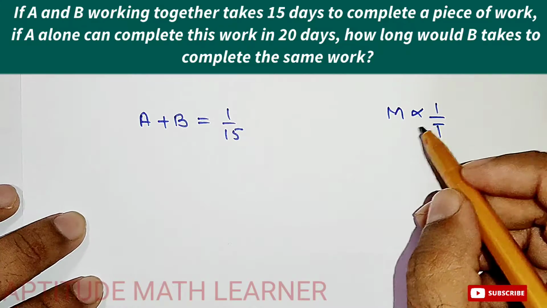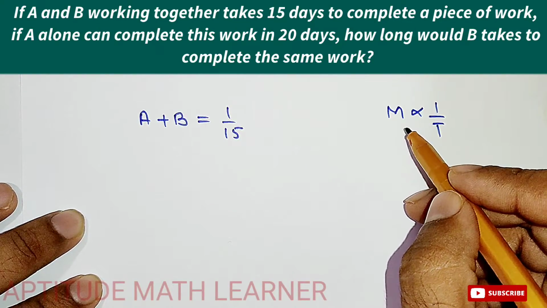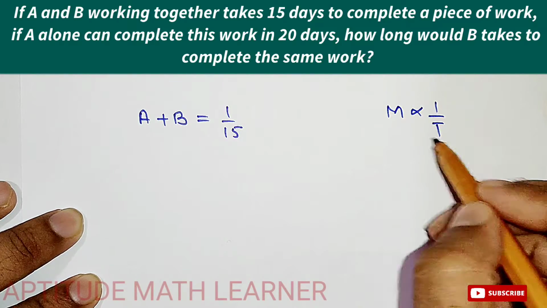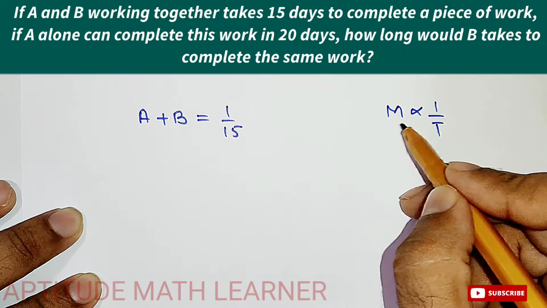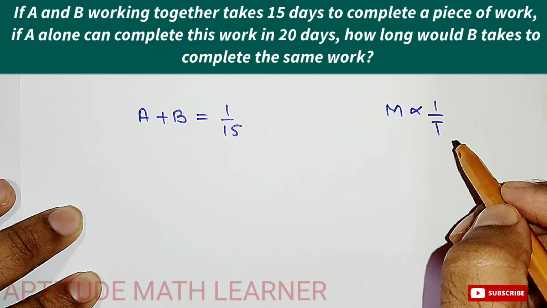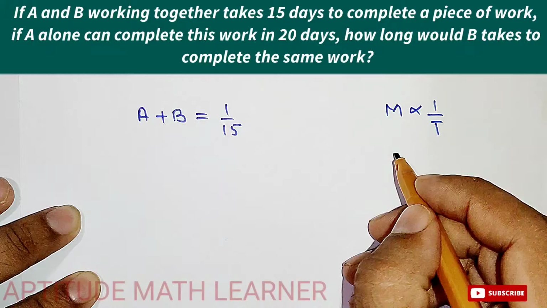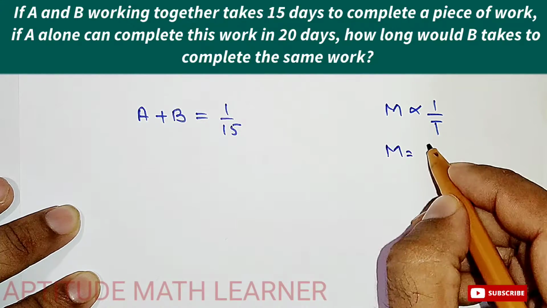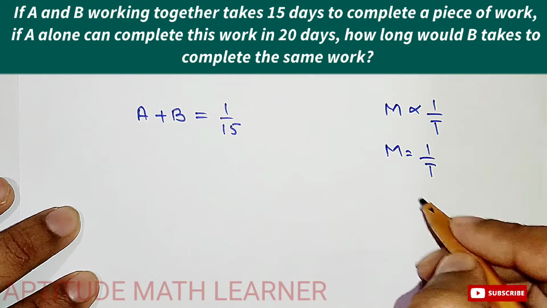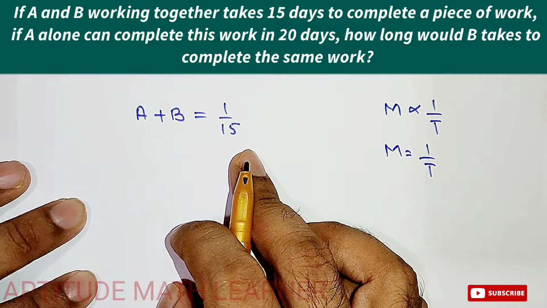So this means if you increase the strength, the number of people, or the power of any person or machine, then the time required will be reduced. And if you decrease the number or strength of any person or man, then the time required will be greater. So from this, M is equal to 1 upon T. Here the time is inversely proportional, and that's why we have taken this.